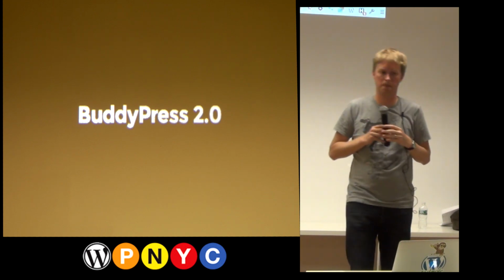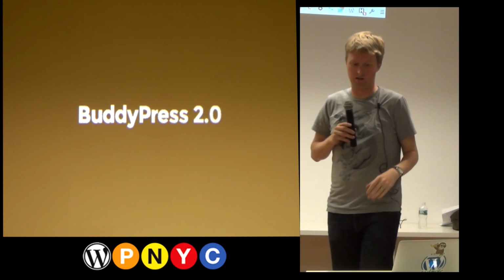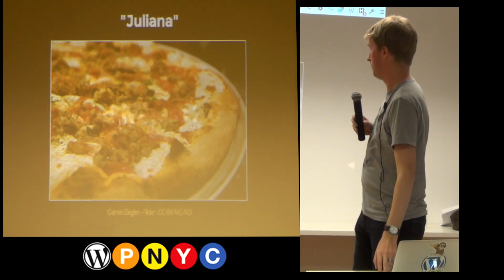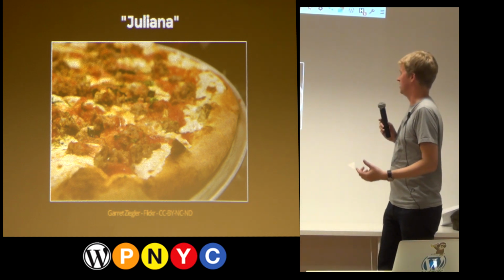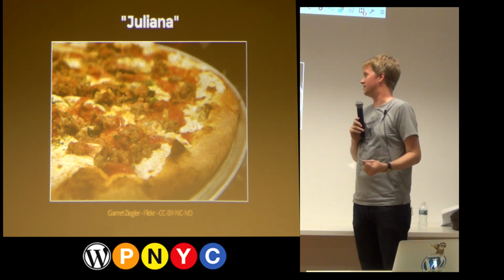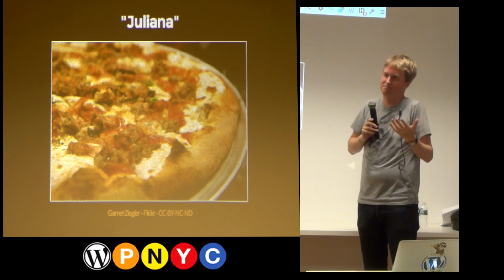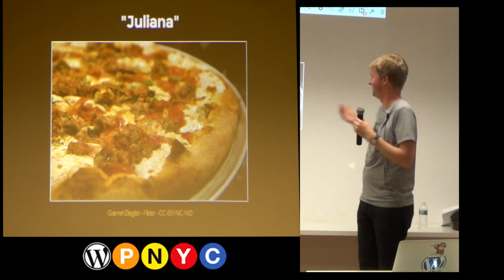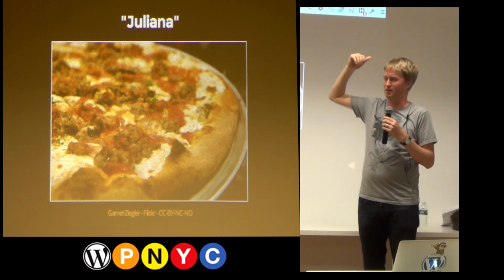So yeah, totally. Okay, let's talk about BuddyPress 2.0. And if we have more time at the end, I'll entertain more of your delightful questions. Okay, BuddyPress 2.0. We call it Juliana. We name all of our BuddyPress releases after pizza places because it's pizza, right? So Juliana's named after Juliana's, Patsy Grimaldi's new place on the Brooklyn Bridge.